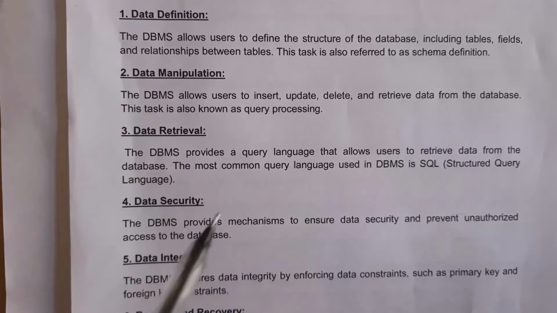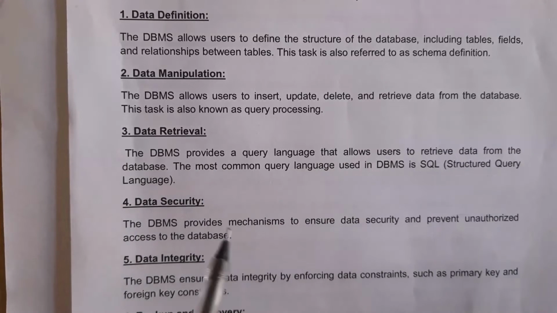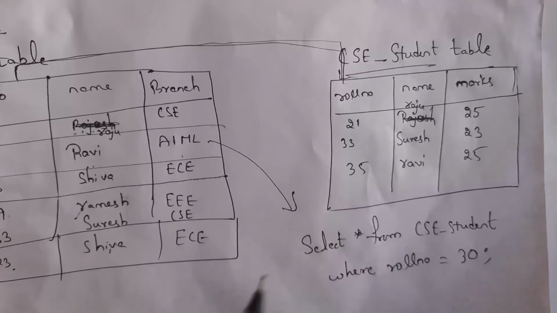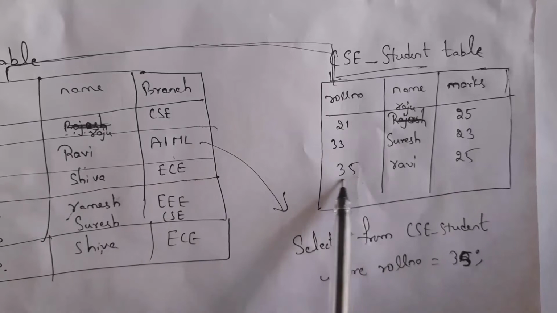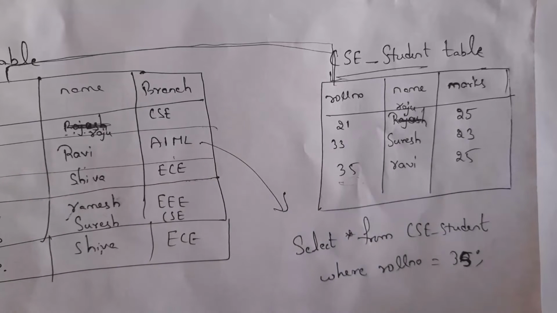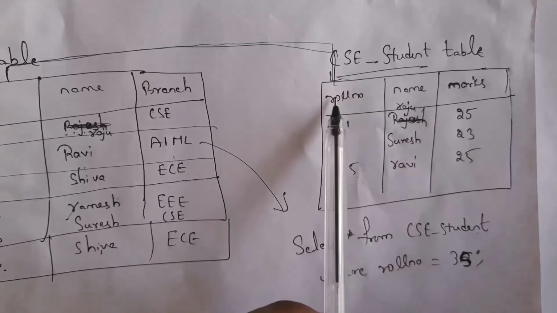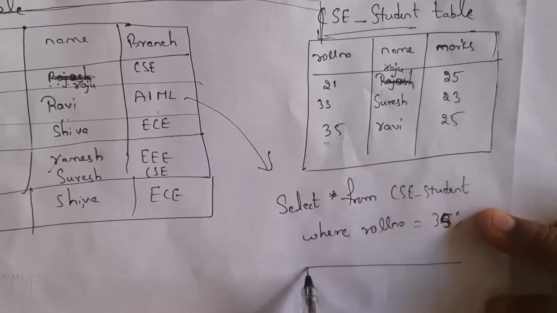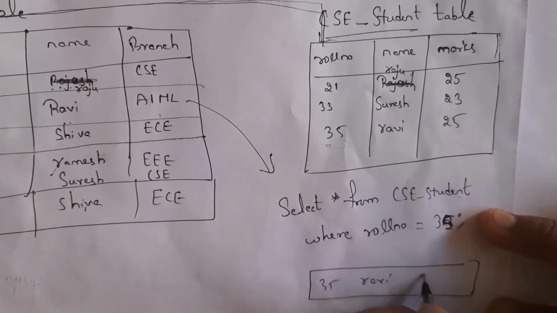The third task is data retrieval. The DBMS provides a query language that allows users to retrieve data from the database. The most common query language used in DBMS is SQL, that is structured query language. For example, let us consider this is the CSC student table. Now I want to identify the marks of the student whose roll number is 35. For that purpose, I need to write a query using structured query language. So I am writing here the command: select star from table name, that is CSC student, where column name, that is roll number, equal to 35. Whenever I run this code, it will display the data of the student whose roll number is 35. So I'll get the output: 35, Ravi and marks 25.